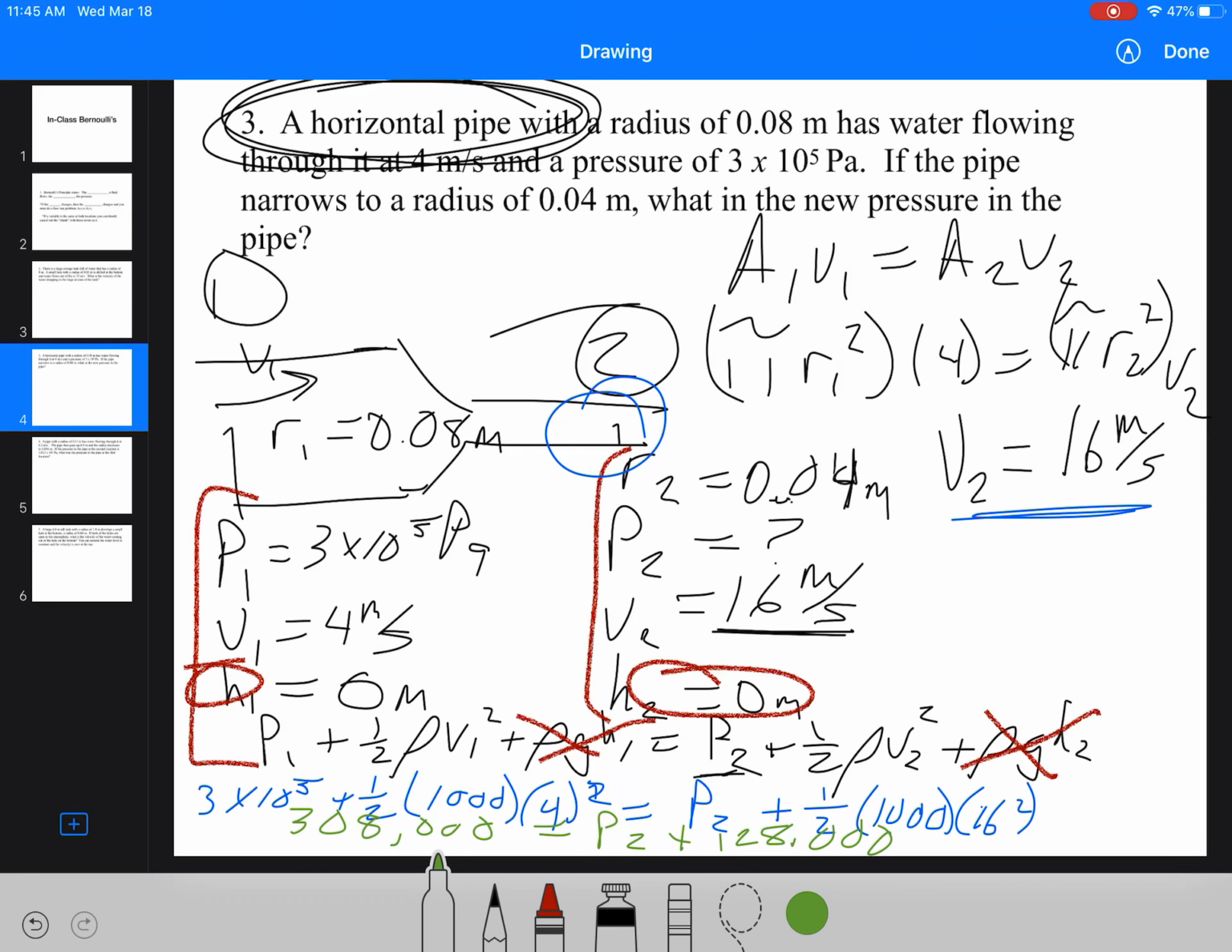128,000, we get a total, my P2, and I'm running out of space, so we're going to write it right here. P2 is equal to 180,000 pascals. That's my final answer.